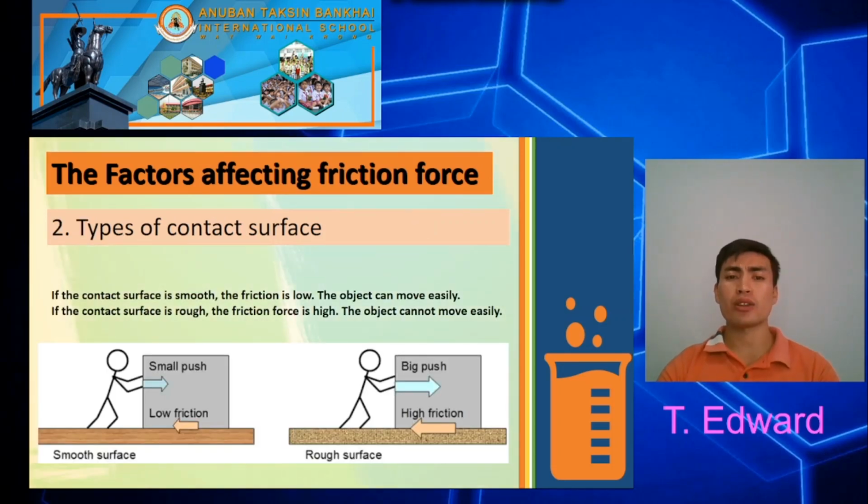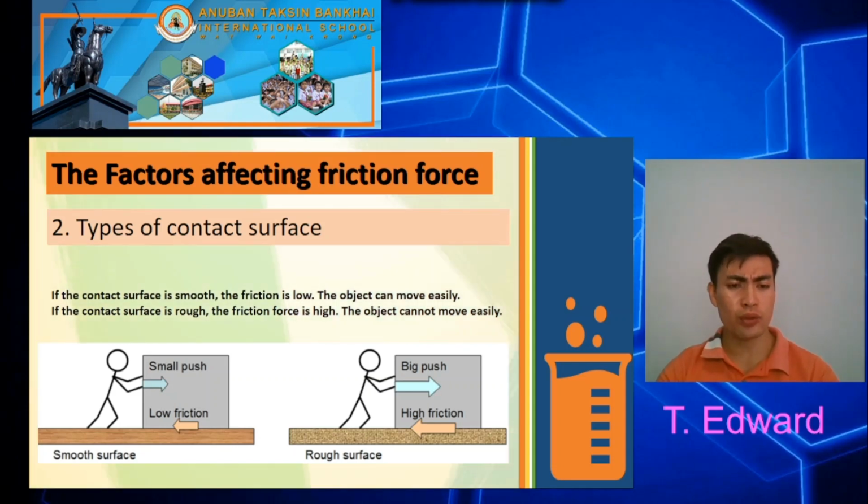The second factor affecting friction force is the contact surface. We can see here that there is a smooth surface and there is a rough surface. On which one do you think you can push the object easily? On a smooth surface or a rough surface?